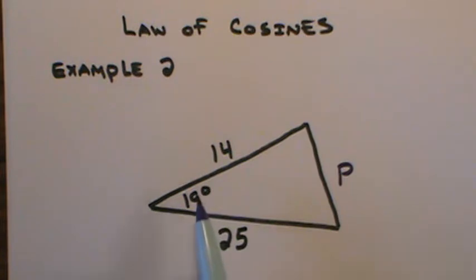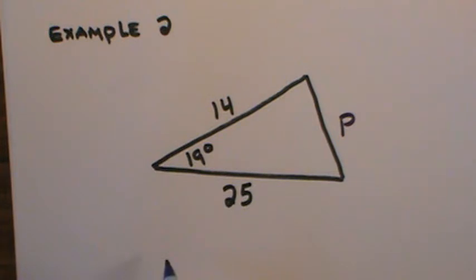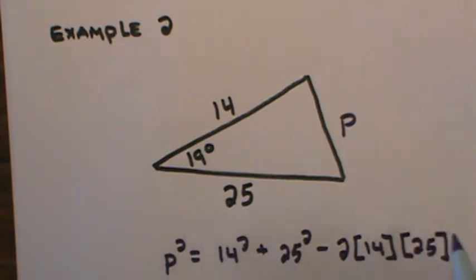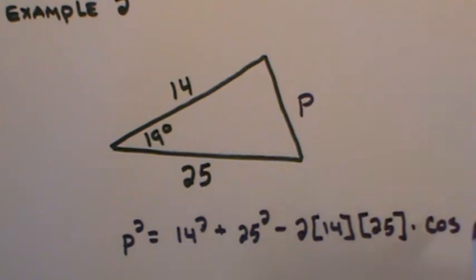I can't use law of sines because I don't have an angle and its opposite side. So I would start off with the law of cosines, and for this example I only want to find the value of this missing side. I'm looking for this side, so little p squared is equal to, here's my two given sides, 14 squared plus 25 squared minus twice the product of these legs, 2 times 14 times 25 times the cosine of that angle between, which would be 19 degrees.